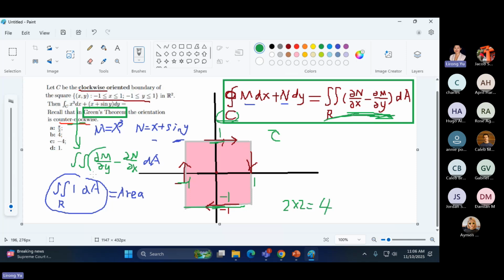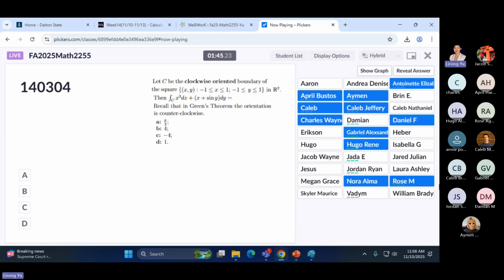That's after I switched it. If we don't switch it, it would be a -1, that's if it's counterclockwise. But we did it clockwise, so we switched the sign. The orientation made a difference in the question. For clockwise, we should be doing dM dy minus dN dx. If it's counterclockwise, we'll be doing dN dx minus dM dy.